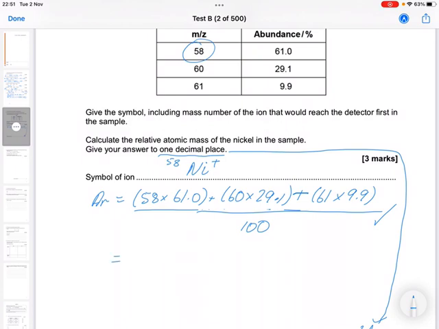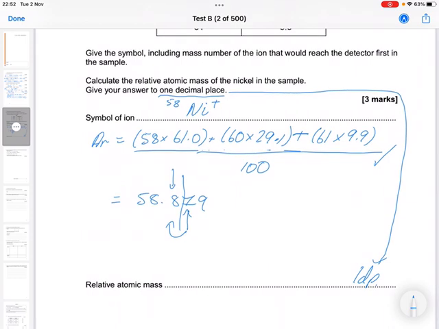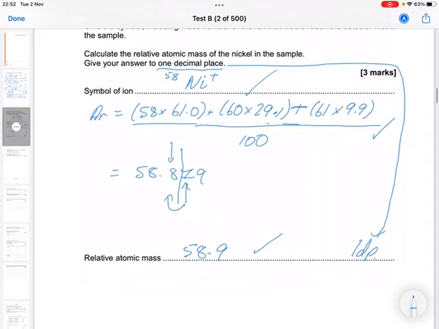Now, when you work this out, you will get an answer of 58.879. It's to 1 decimal place, which means that the digit here is above 5, so I need to round that up. So my final answer down here is 58.9. Okay. So part B.